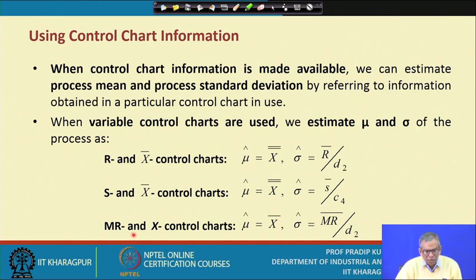When you deal with individual observations or individual units, that means sample size is 1, obviously you will be using the moving range (MR) control chart and the X control chart. So what will be the estimate of mu? That is X bar. Is it okay? The individual observation, sample size is 1 for each sample, and the estimate of sigma is MR bar by D2. Is it okay?